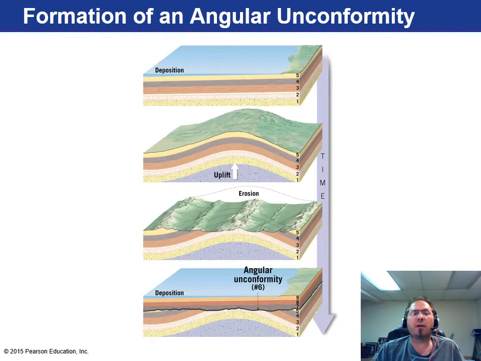Okay, so let's take a look at how an angular unconformity would be formed. So we have deposition. Let's say we have a shallow sea here, and you have all of these horizontal beds, right? They're all flat for the most part. Then you have some type of uplift, let's say some type of igneous intrusion or mountain building event that starts to push things up.